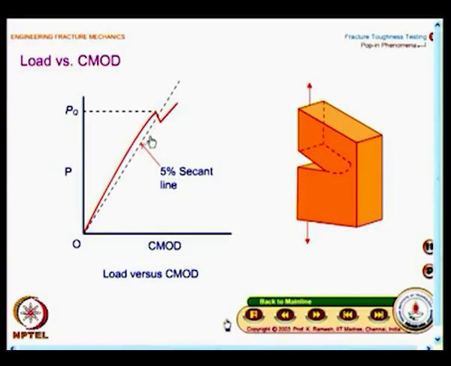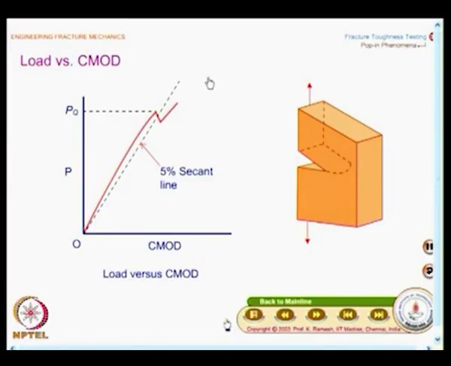So, if there is a pop-in phenomena, the shape of the graph will be like this, then it will rise up and you will have a P max, because in the case of pop-in phenomena, we said there would be a sudden jump in a thumbnail fashion. Only after some other increase in load, the specimen will completely break.